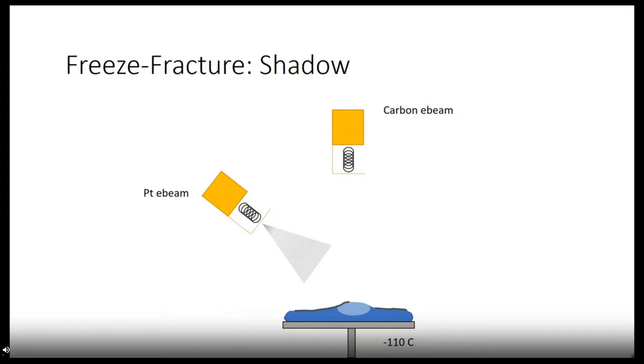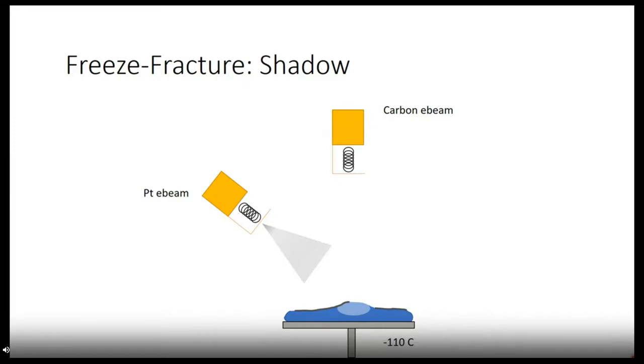Once the cell has been fractured, we want to rapidly produce a metal shadow from an angle. For freeze fracture, we typically do unidirectional shadowing at a 45-degree angle. Unidirectional means there's no rotation in the stage, so we're angling just from one side. This will produce a really nice shadowing effect that is easy to interpret most of the time.